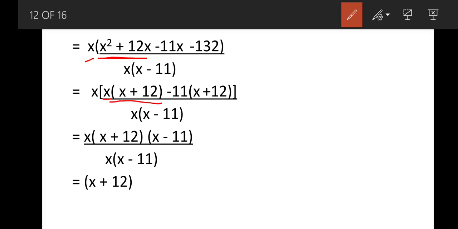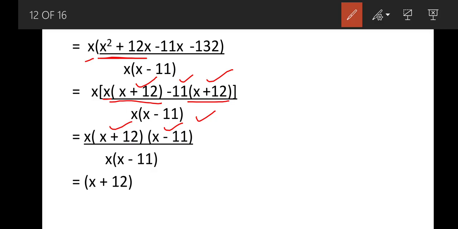Minus 11 I have taken outside. And what will be left inside the bracket? It will be x plus 12. And we need to divide it by x bracket x minus 11. So x plus 12 I have taken out from these two. It is common. And what is the other factor? X minus 11.